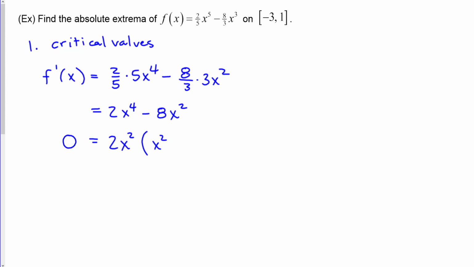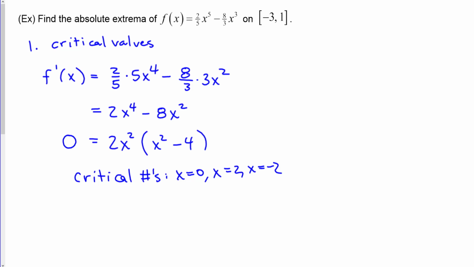2x squared factored out of this polynomial leaves me x squared minus 4. So I end up with the potential locations, my critical numbers, which are x equals 0, x equals 2, and x equals -2. The 0 comes from where x squared is just 0, and from x squared minus 4, the potential there is positive or negative 2.